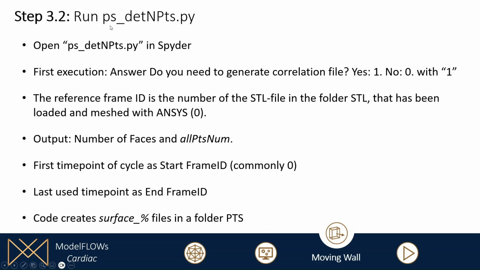Then we're going to open Spider and run the script that is determining endpoints, which will ask if we need to generate the correlation file. We will just say yes, putting in the command window 1. Then a number of faces will appear, which we'll use afterwards in the X dynamic mesh we're modifying.